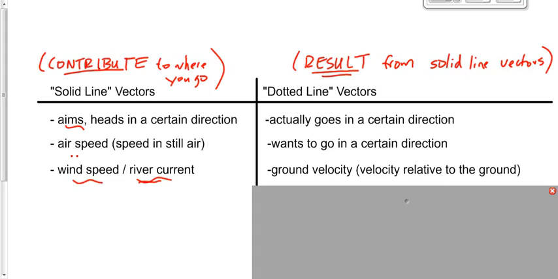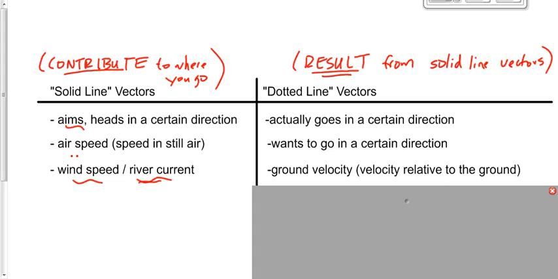And finally, a dotted line vector would be, just like in that first example we gave you in one dimension, the velocity relative to the ground. How fast is the baseball moving relative to the ground? Well, that's a dotted line vector because it's a result of how fast the airplane is moving and how fast I throw the baseball. The ground velocity, or the velocity relative to the ground.